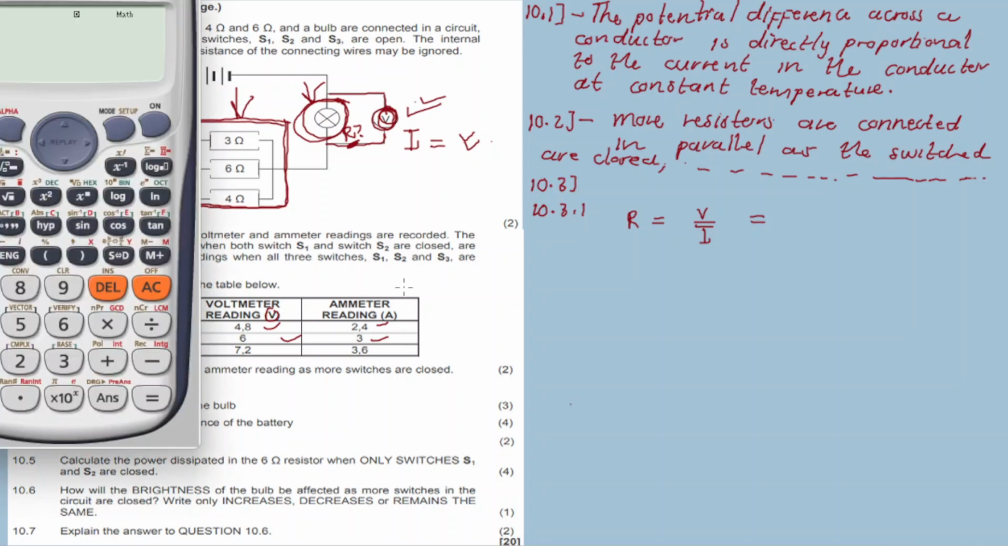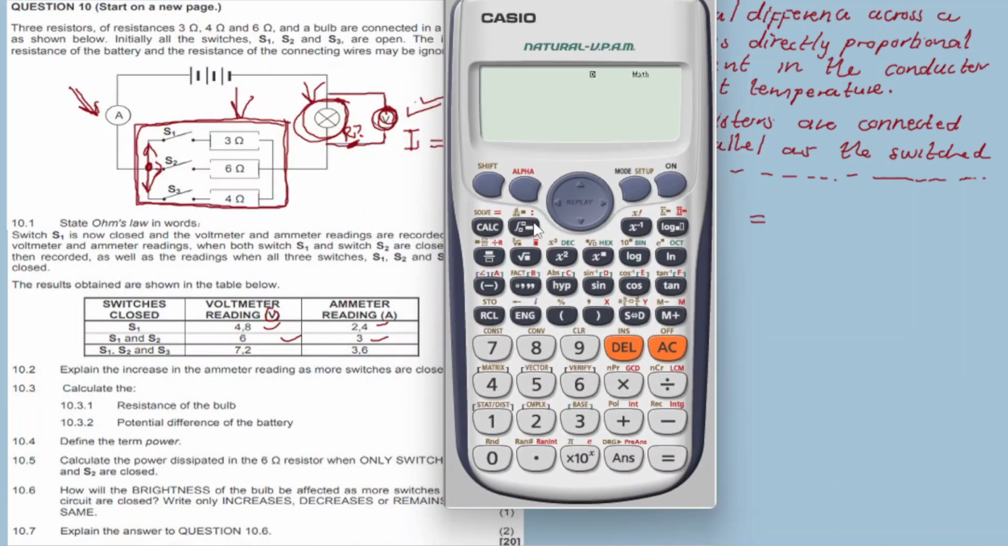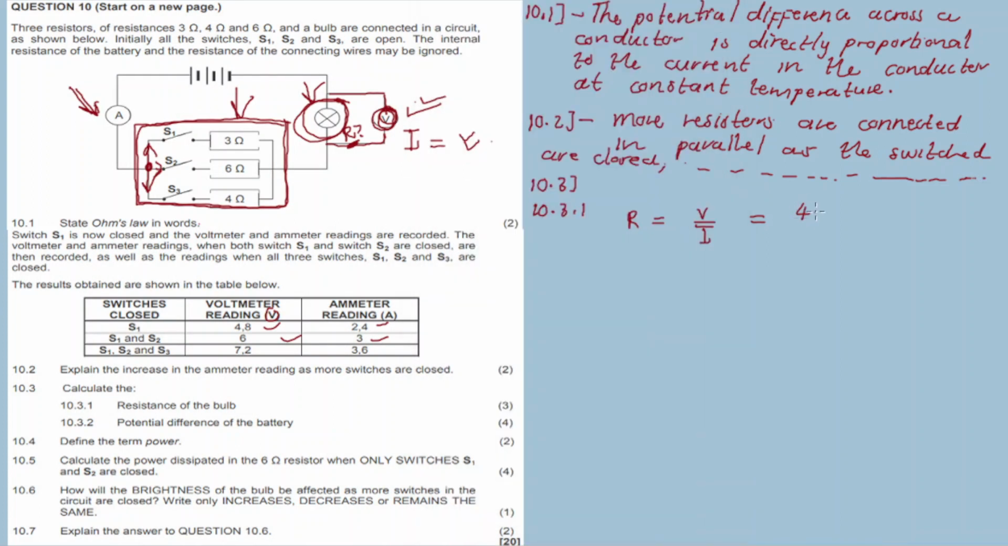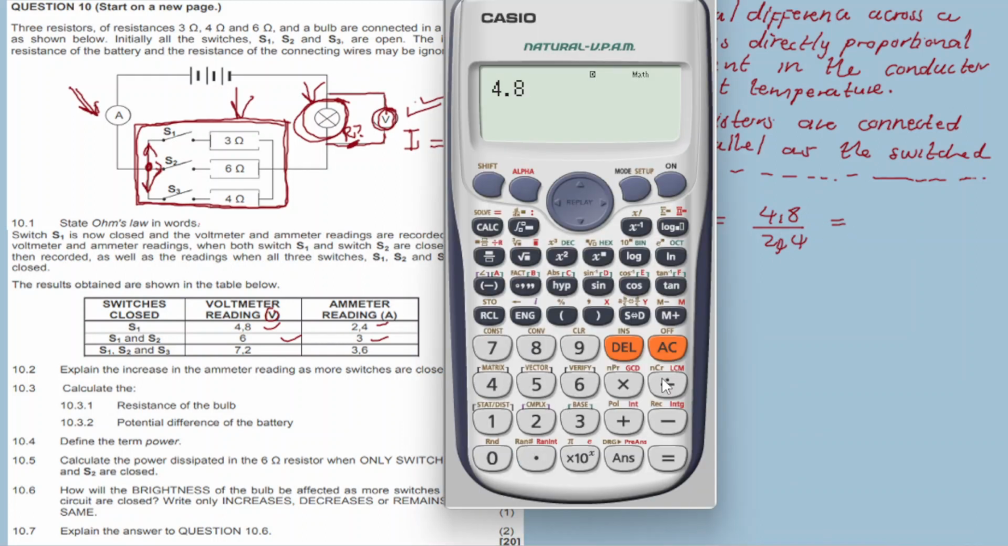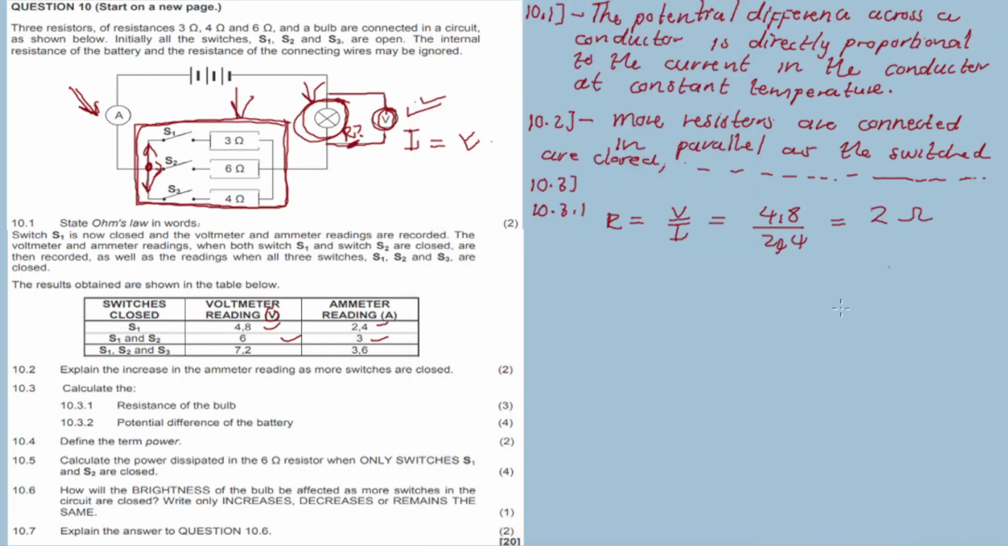So the resistance is equal to V over I. I can even prove that it doesn't matter. I will use switch 1 when switch 1 is closed: 4.8 is the voltmeter reading for bulb R. So R is V over I, equal to 4.8 divided by 2.4, which is equal to 2 ohm.